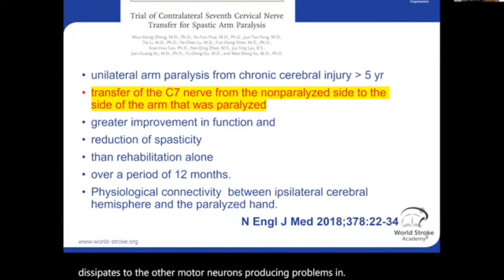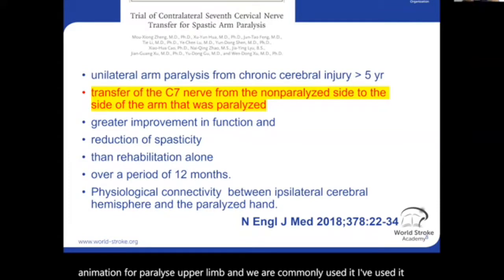So one of the landmark papers that came out from Shanghai, China, in 2018 was on the use of a contralateral C7 nerve root from the brachial plexus to the C7 of the affected limb. Now, we use this in brachial plexus reanimation for a paralyzed upper limb, and we have commonly used it. I've used it from the opposite C7 and put it into the C7 or the median nerve of the affected limb.